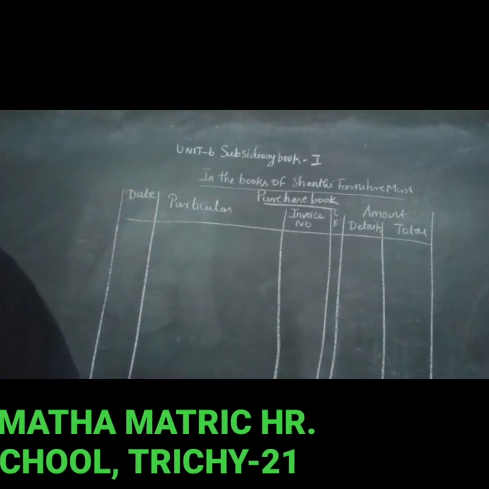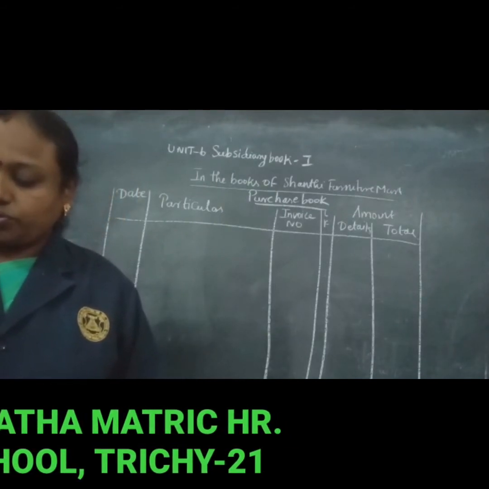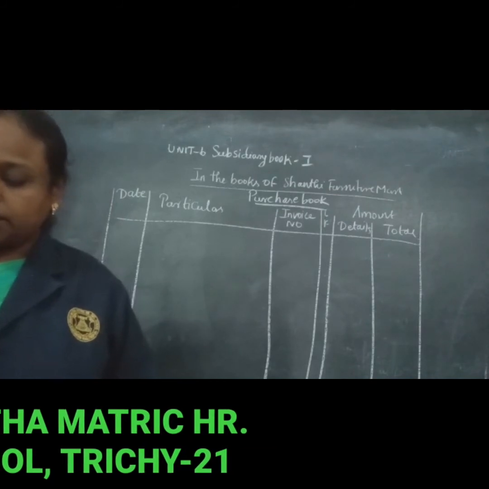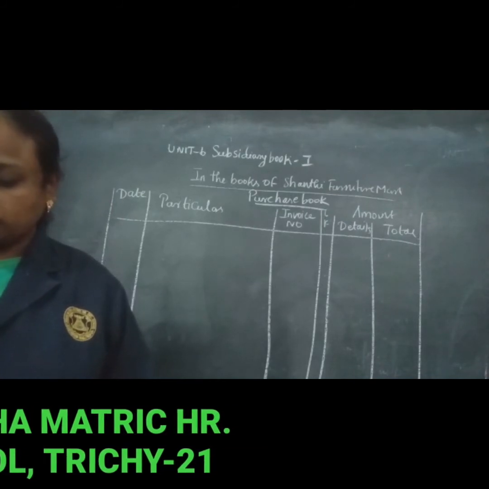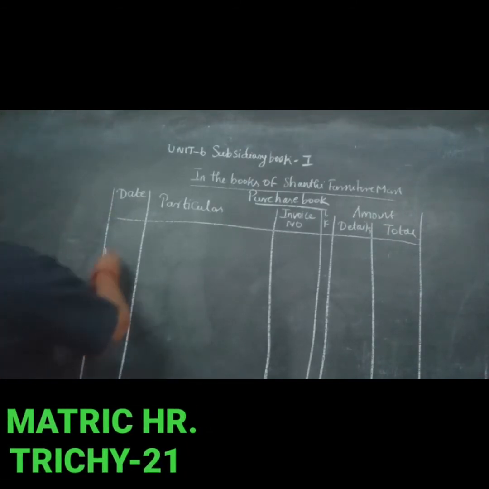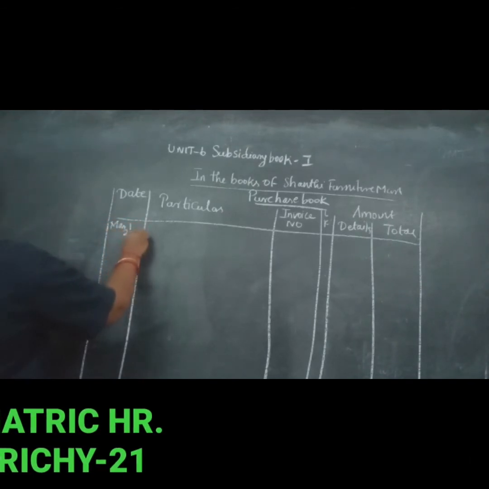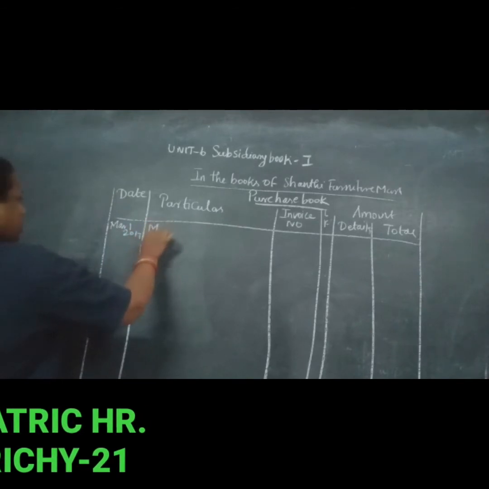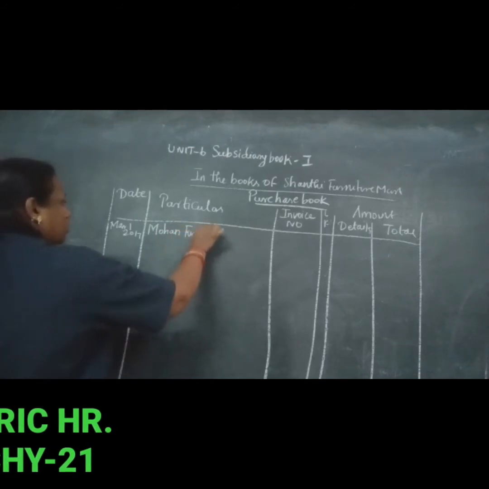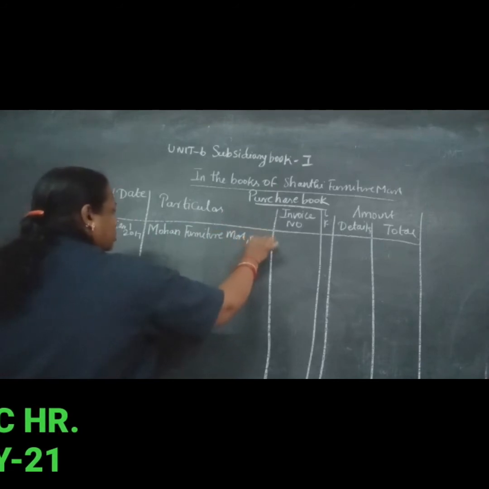So let's go to the sum now. March 1, 2017, purchased from Mohan Furniture Mart, Madurai, 20 chairs at the rate of 450 each and 2 tables at the rate of 1000 each. So we have to write now, date March 1st, 2017, Mohan Furniture Mart, Madurai.